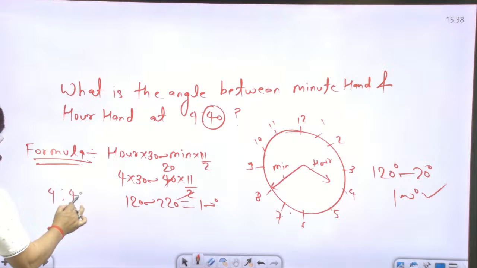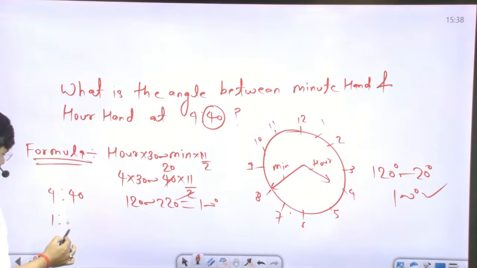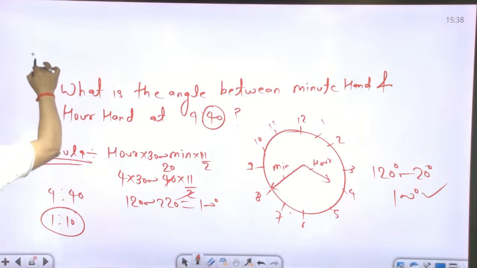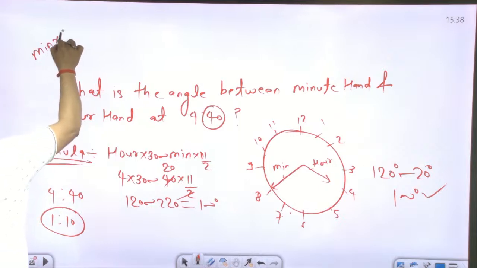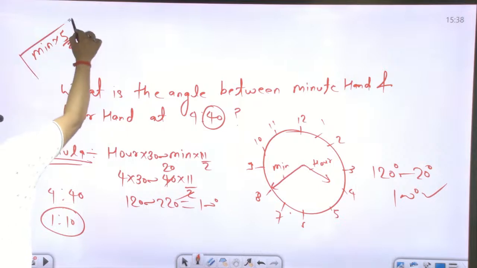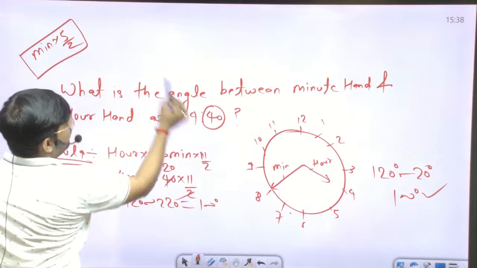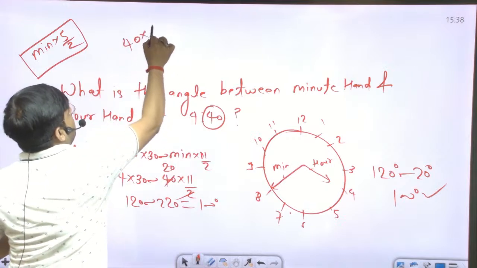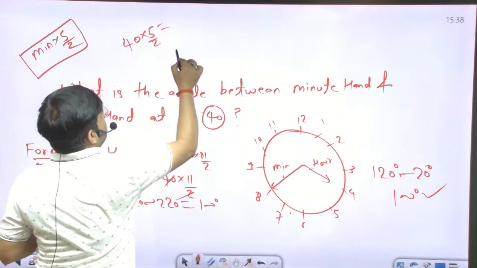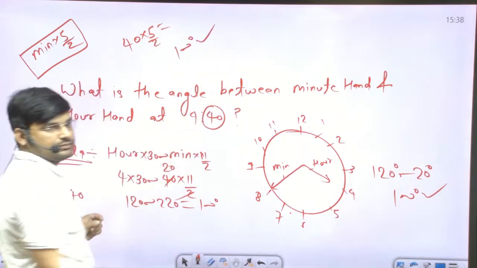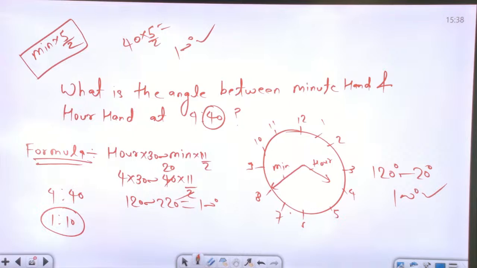4:40. What is the ratio between 4 and 40? 1 by 10. That's good. If we find the ratio 1 by 10, then we will do minute into 5 upon 2, and we will get our answer. Only if we get the ratio 1 by 10. So minute 40, 40 into 5 upon 2, it's 100 degrees. Clear?